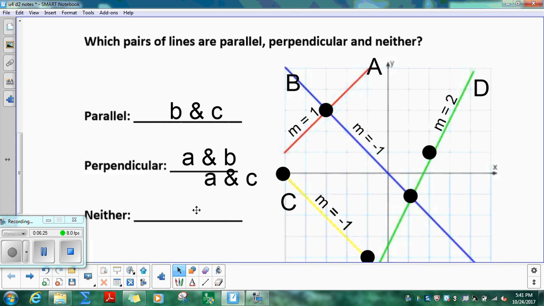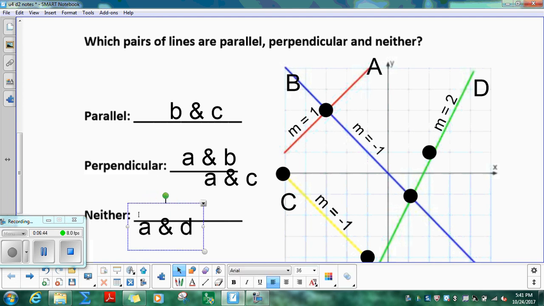I don't know why I didn't catch that. Oh, again, brain shut off. So A and C are actually perpendicular. A and B are perpendicular. A and D, they're not opposites. They're not even opposite signs, so you know for sure they're not perpendicular. And they're not the same number, so they're not parallel. So A and D are neither.